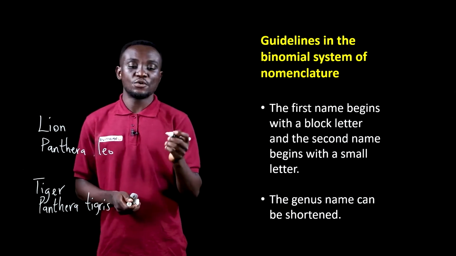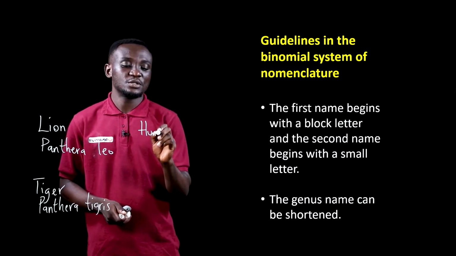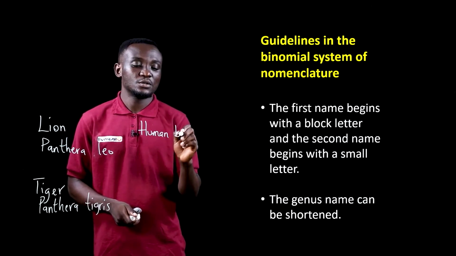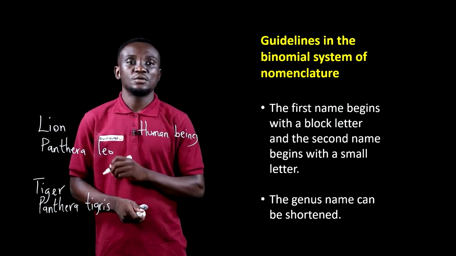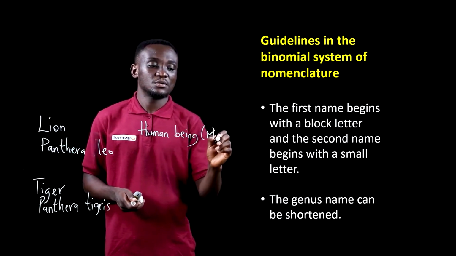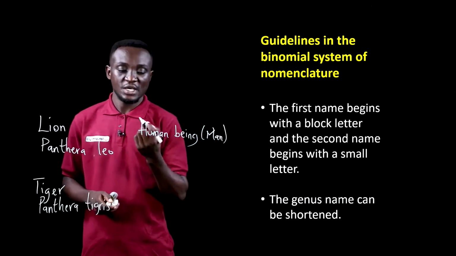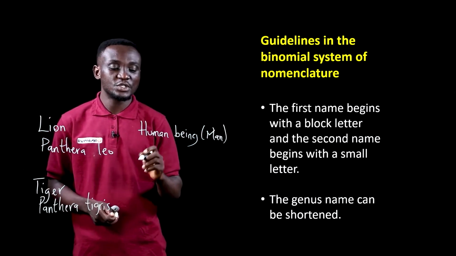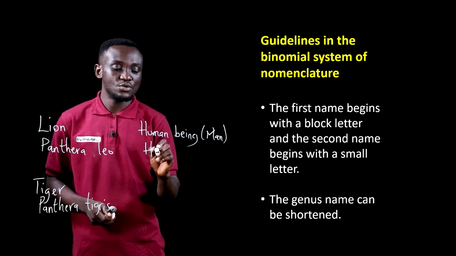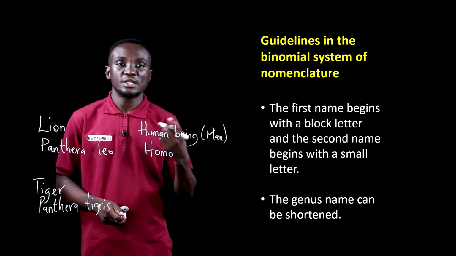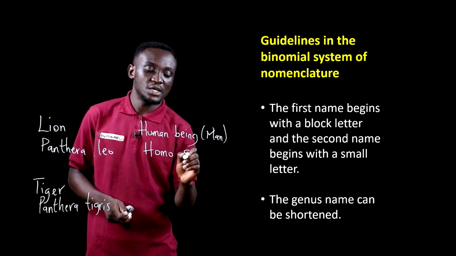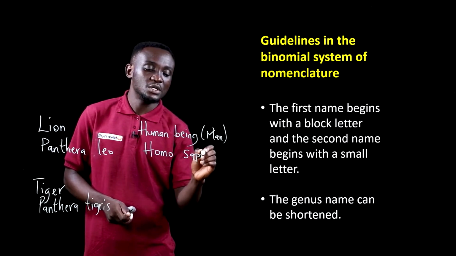Similarly, if we want to write that for human beings, then we write the genus name, which is Homo, H-O-M-O, and sapiens, S-A-P-I-E-N-S.